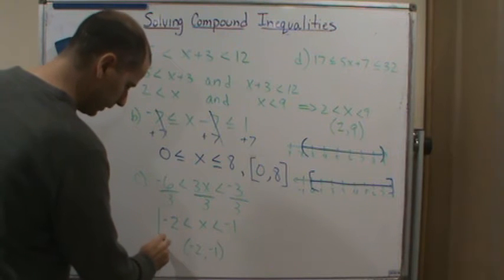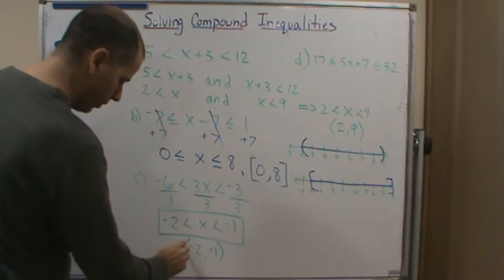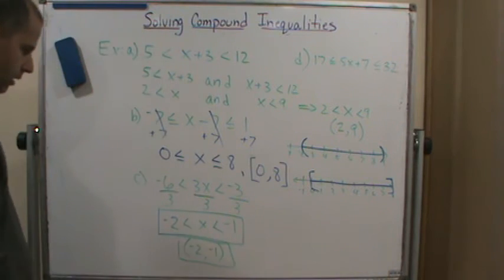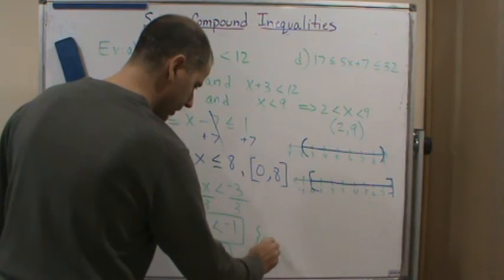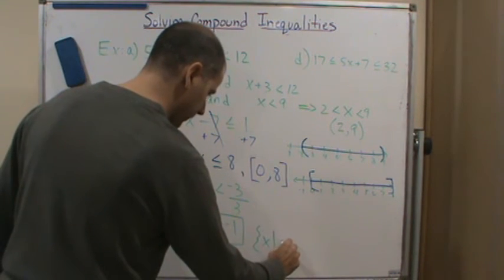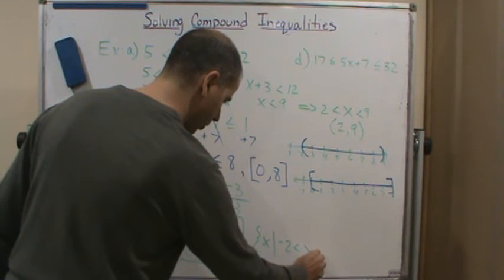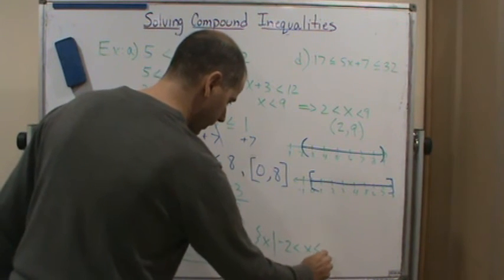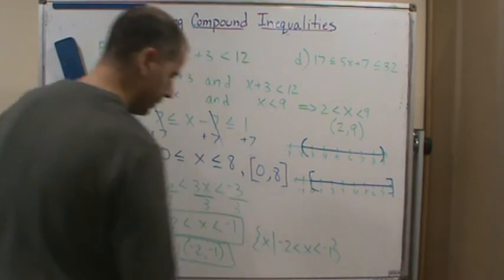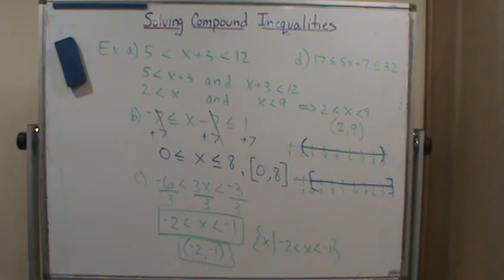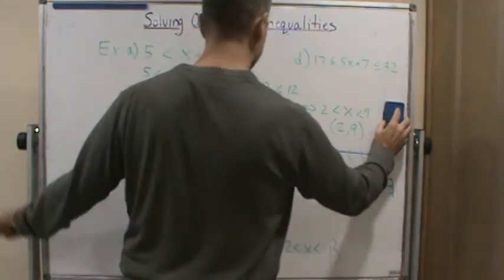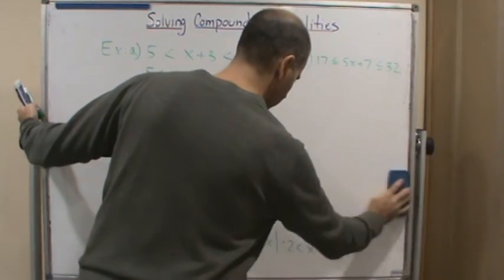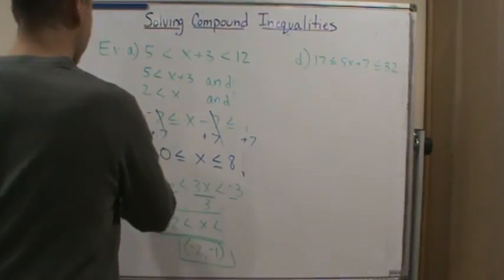So I can use the inequalities, right? I can use set builder notation. I can say the set of all x such that, what? x is greater than negative 2 and less than negative 1. Okay? That's it. So let's do the last one.